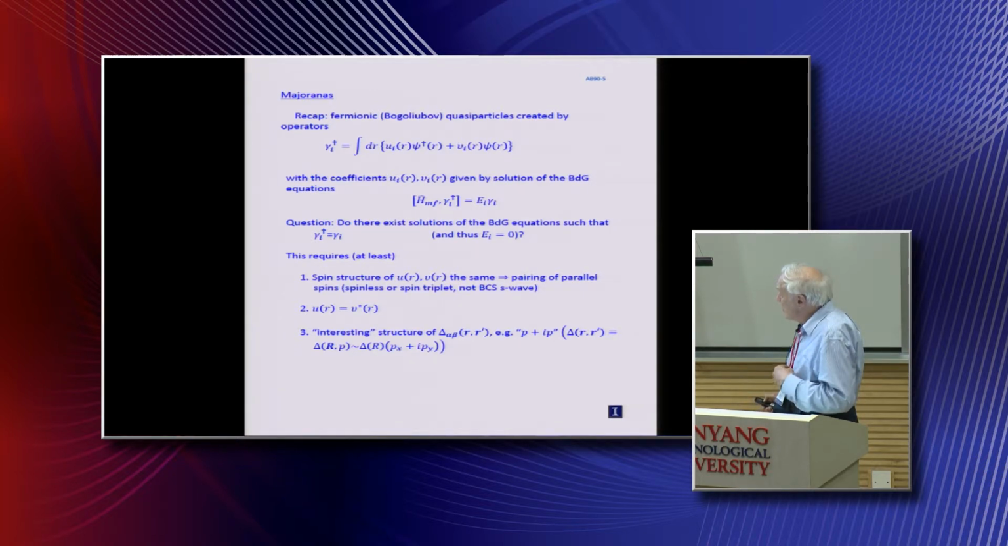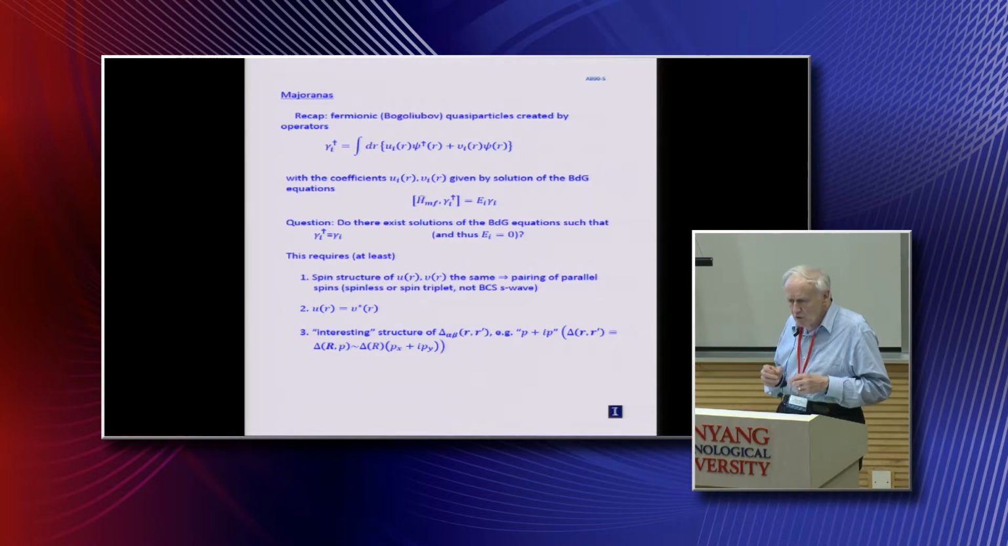If that's not enough, it turns out that to really get these things to exist, you need some interesting structure of your generalized gap function. For example, the so-called p plus ip scheme, in which the generalized effective off-diagonal field has, crudely speaking, the form of something rather boring, depending on the center of mass. Then you have some kind of internal wave function of your Cooper pairs.